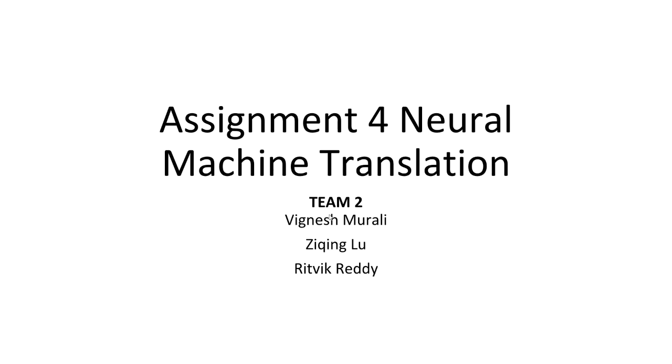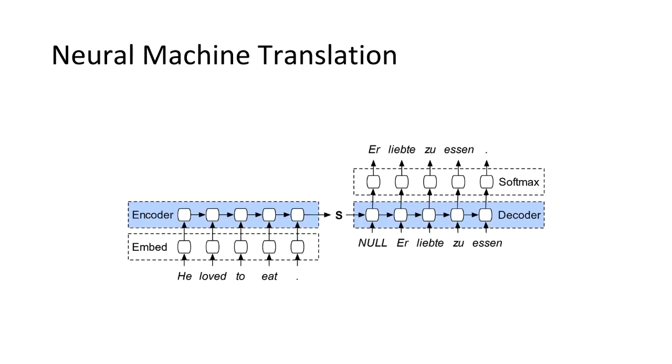Hello guys, our topic for today is neural machine translation using the encoder and decoder architecture. Starting off with what is neural machine translation. So neural machine translation is the use of neural network models to learn a statistical model for machine translation.